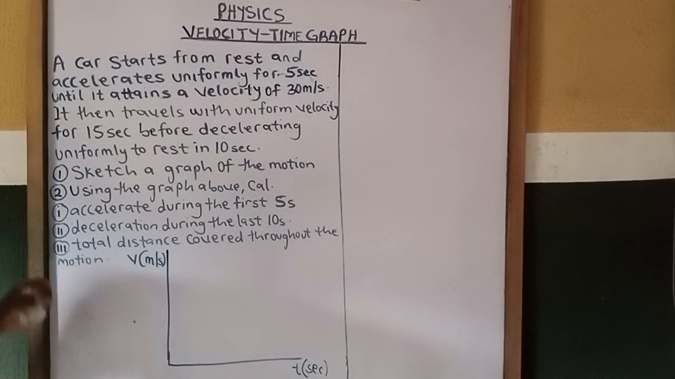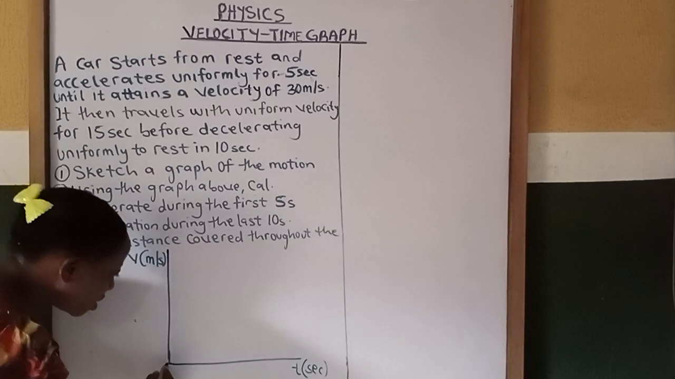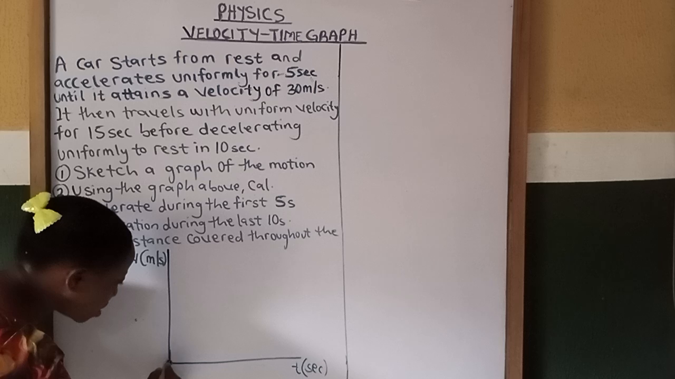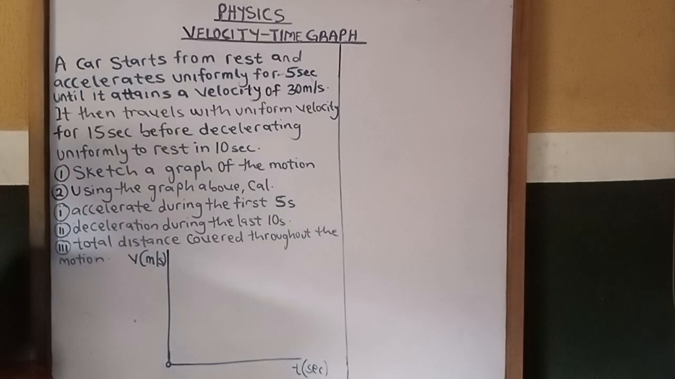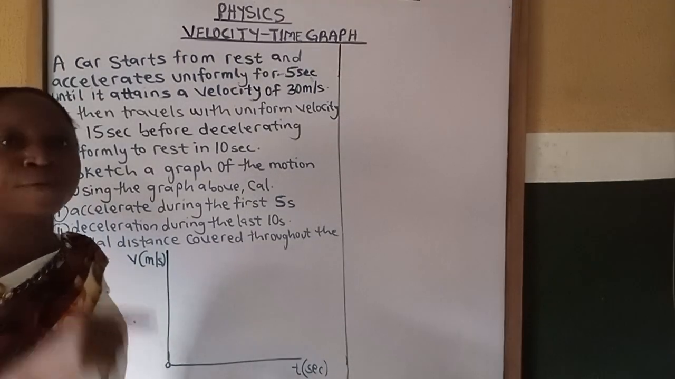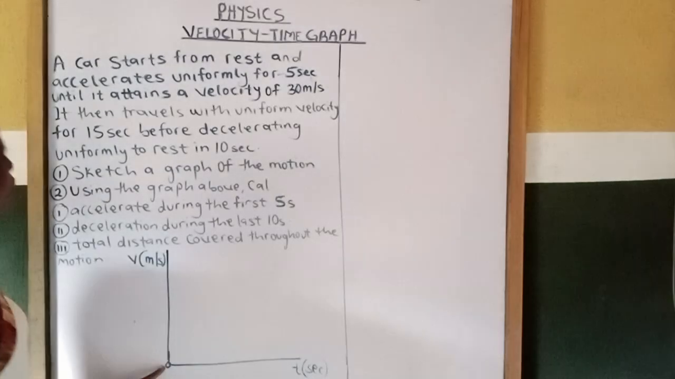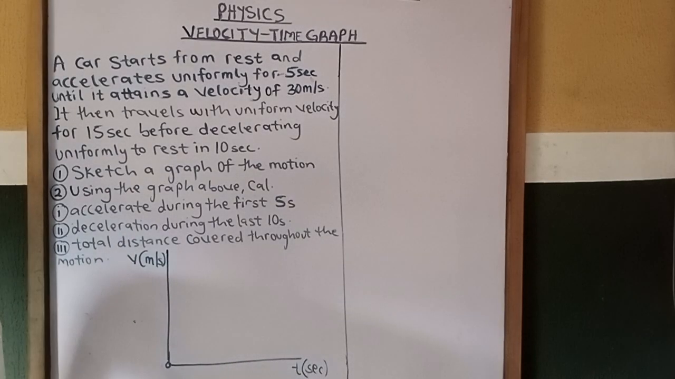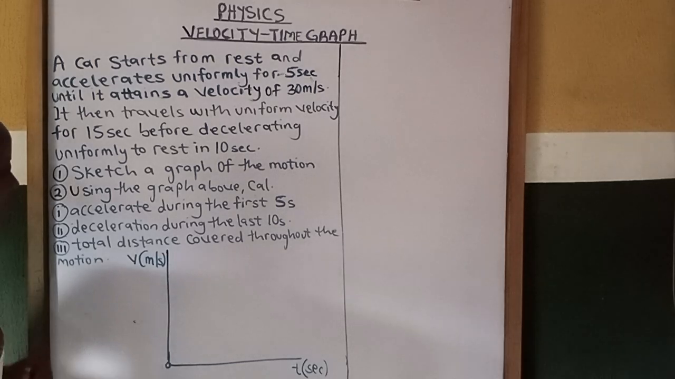So let's follow our instruction now. A car starts from rest. So our initial velocity is 0. When they say that an object starts from rest, it will start from 0, and accelerates uniformly. I want to explain something here.